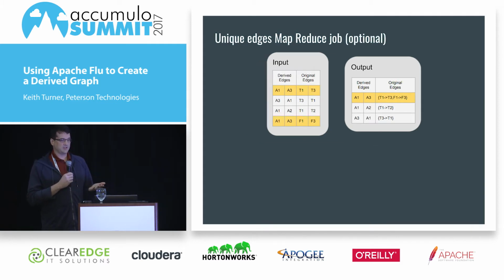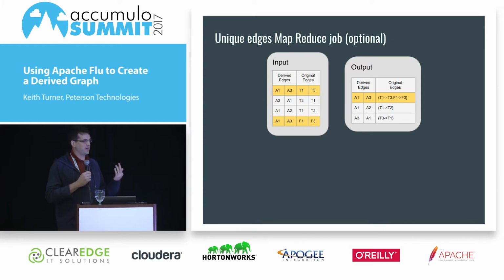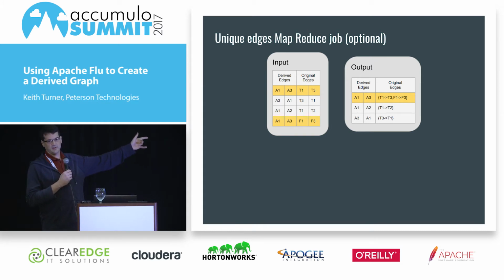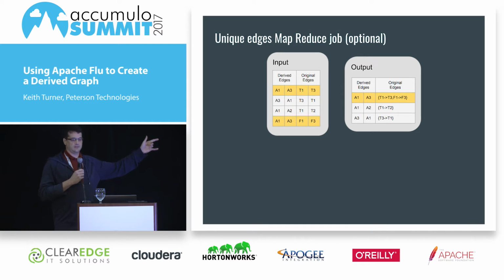Now, if you want the edges to be unique, this depends on your processing, what you're going to do afterwards. You may have to do a third MapReduce job to unique the edges. Because like I ended up with this edge A1, A3. It came from Twitter data and Facebook data, and I ended up with a duplicate edge there. And that edge will, after MapReduce completes, probably be on different machines. So if I want to unique the edges, I've got to run another MapReduce job.